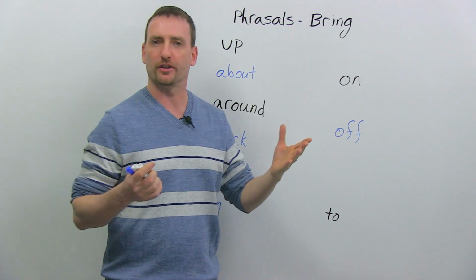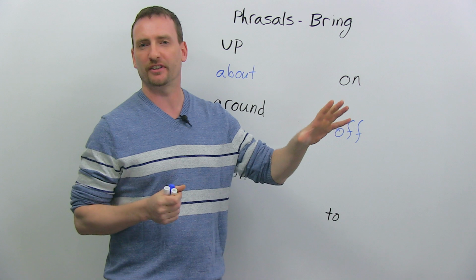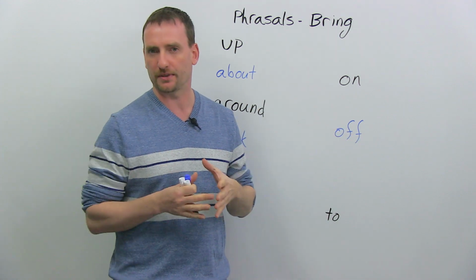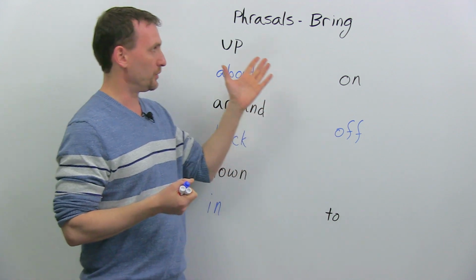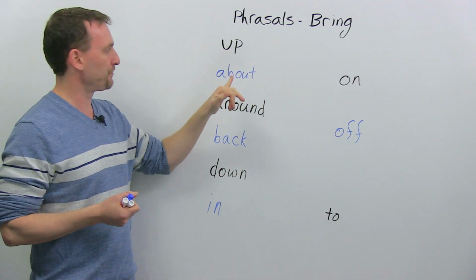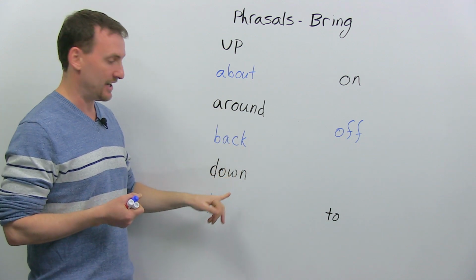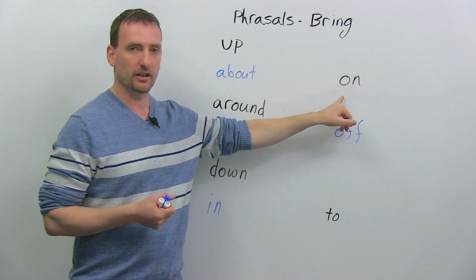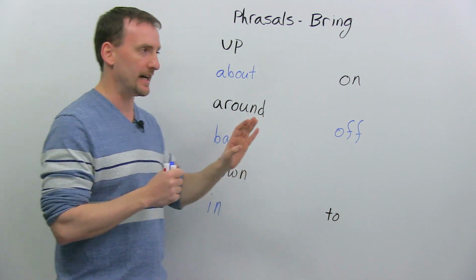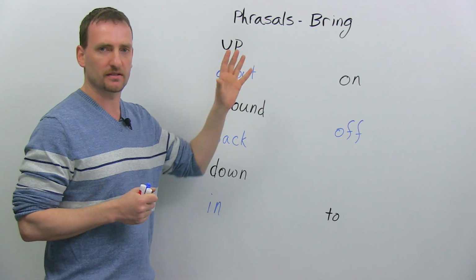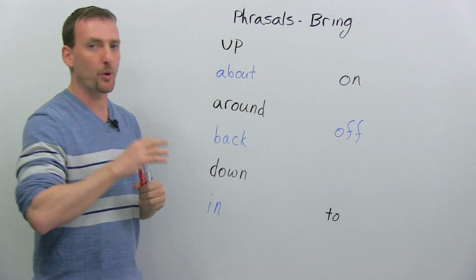Once again, phrasal verbs: a verb and a preposition that together have a very different meaning than the words by themselves. Sometimes more than one meaning, as we're going to see here. So we're going to look at bring up, bring about, bring around, bring back, bring down, bring in, bring on, bring off, and bring to. These are the ones we're going to look at today. And again, each of them has at least one meaning, more often than not, more than one meaning.